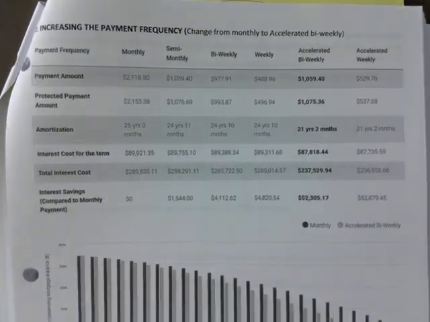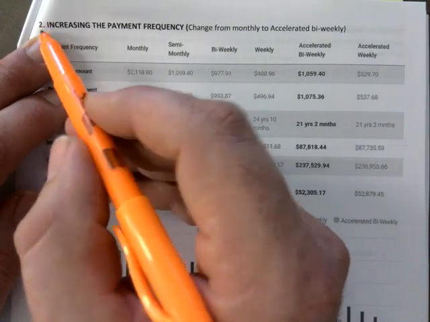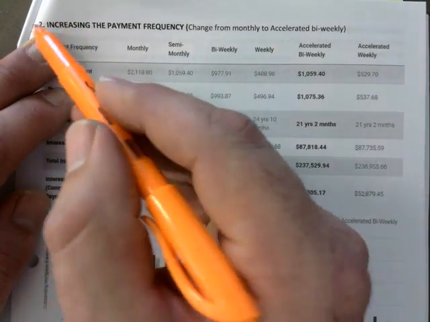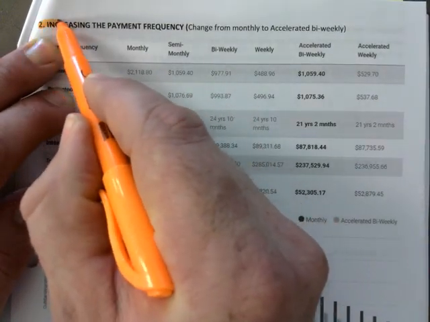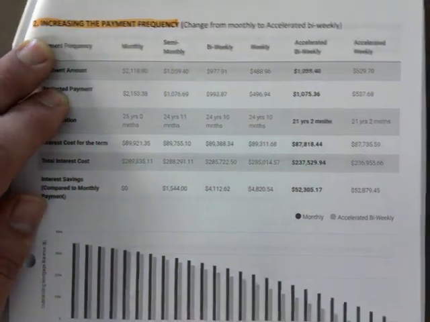Let's go to the next page, 26. Another way to save total interest is to increase the payment frequency. What in the world does that mean?